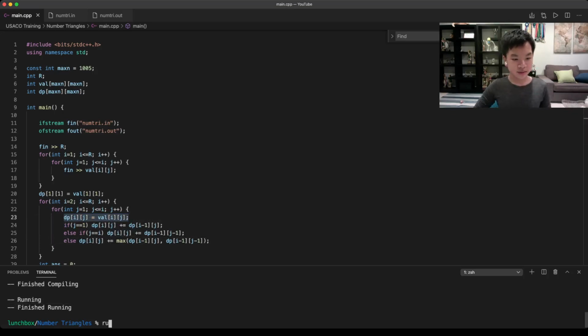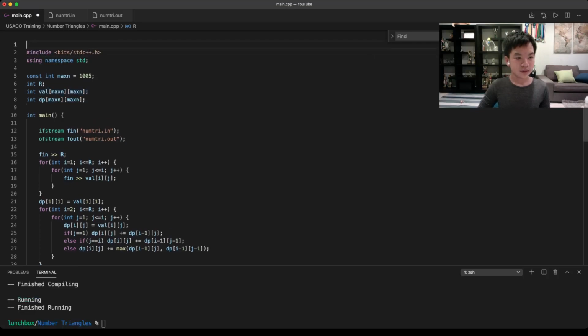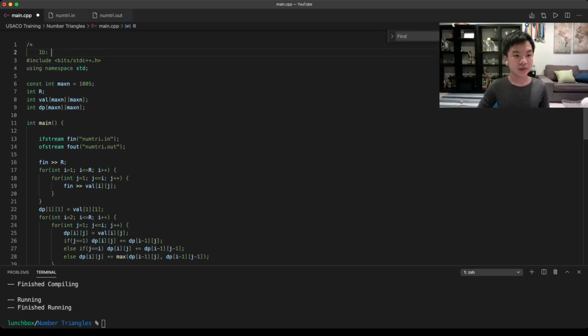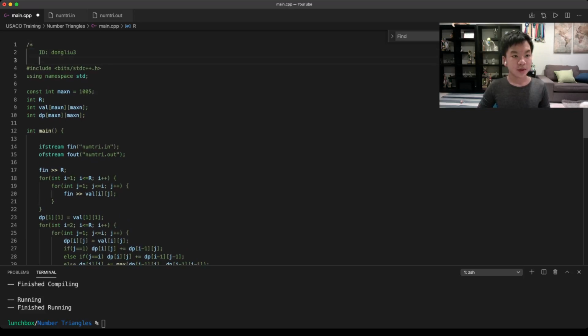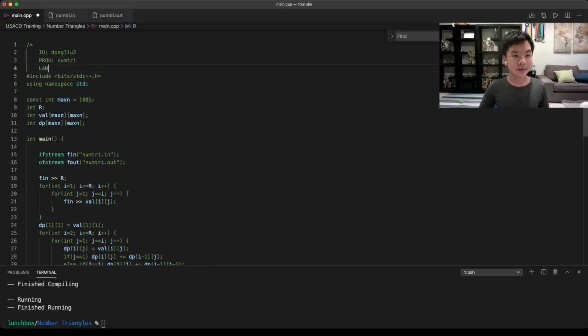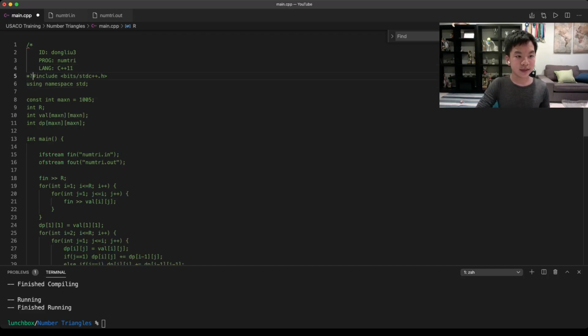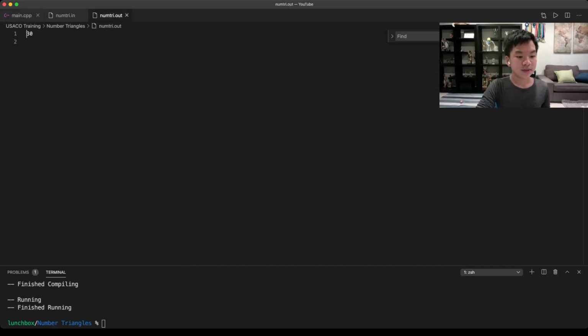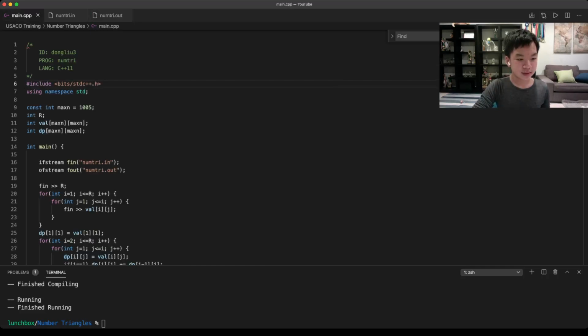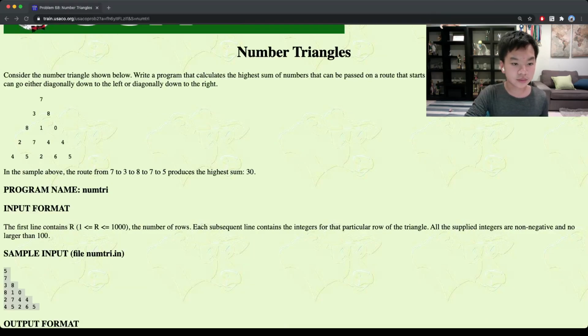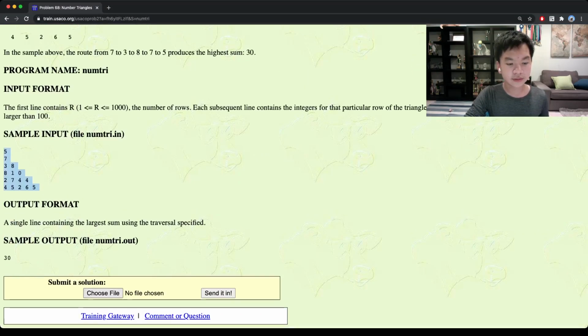So run main. Okay, so let's actually put my ID here. This problem is num3, and then the language is C++11. Okay, so let's check if it's right. So 30 is right. Let me go submit this. So here we go. I'm going to select the file.